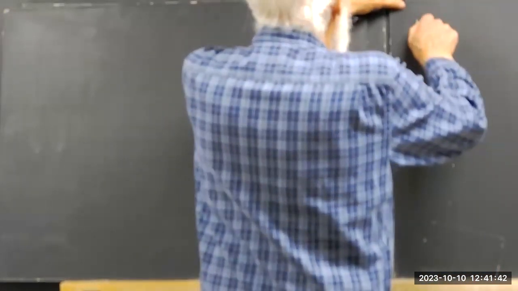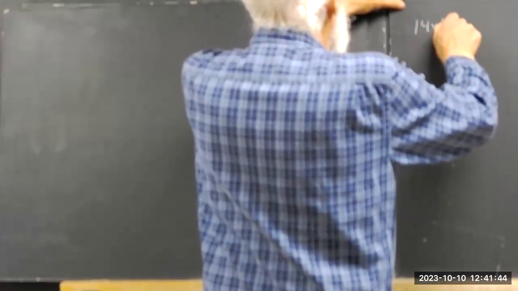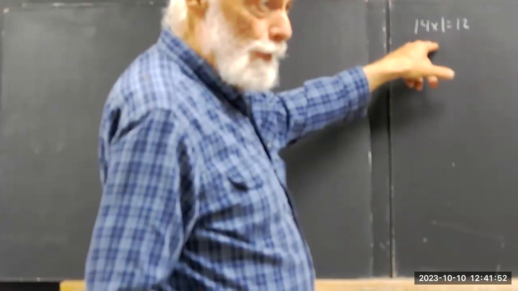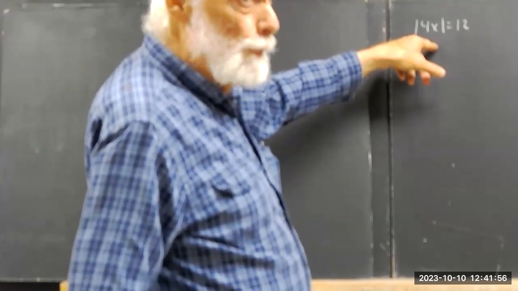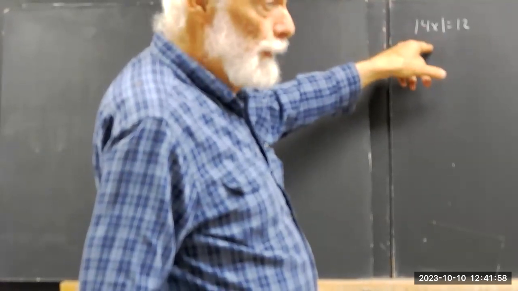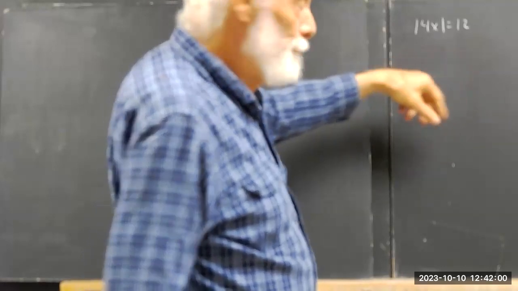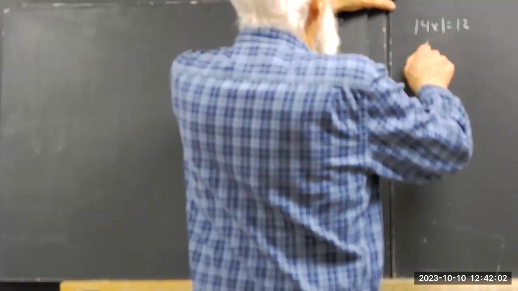Okay. Absolute value of 4x equals 12. This splits into two equations because it's true. If 4x is equal to 12, then the absolute value of 4x is 12, right? Well, 4x is equal to negative 12. The absolute value is still equal to 12, isn't it? So we split this into two equations.